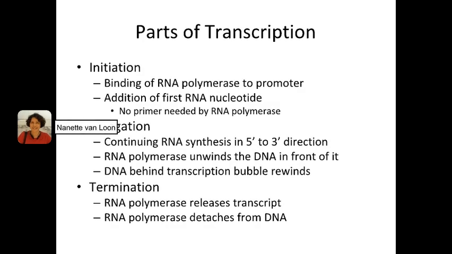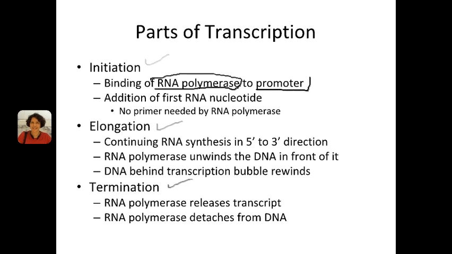The transcription process is divided into 3 main parts: initiation, elongation, and termination. Initiation involves the binding of RNA polymerase to the promoter. And remember, the promoter is a location on the DNA right in front of the gene. It also includes the addition of the first RNA nucleotide. So this is when the transcription is going to begin. RNA polymerase does not need a primer. This is different from DNA polymerases, which need both a template and a primer.